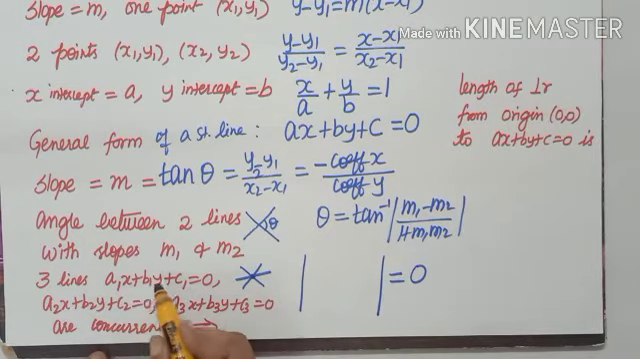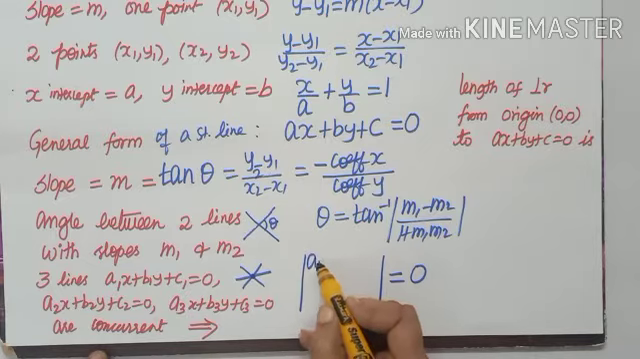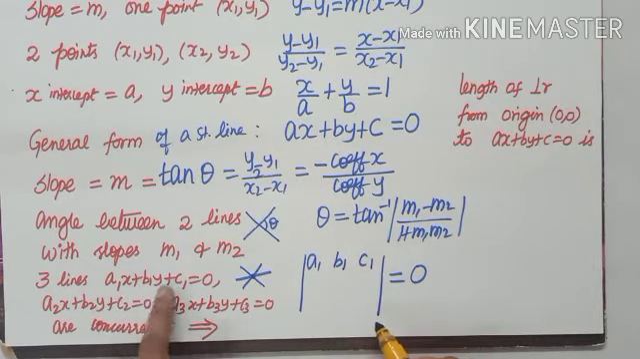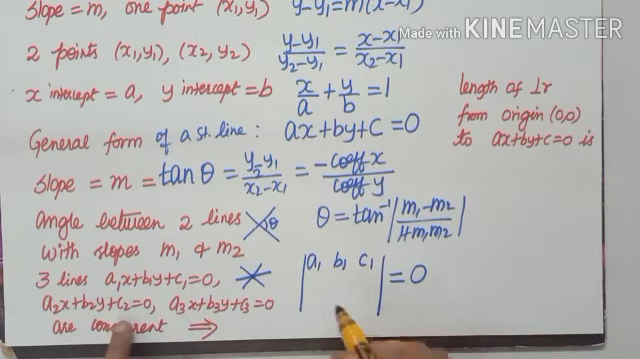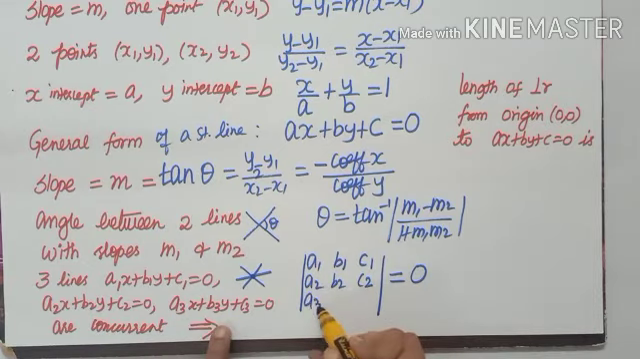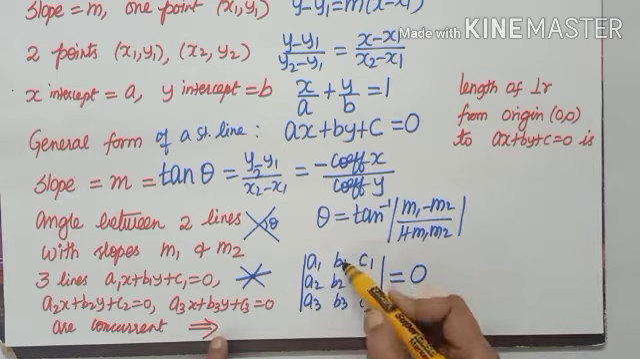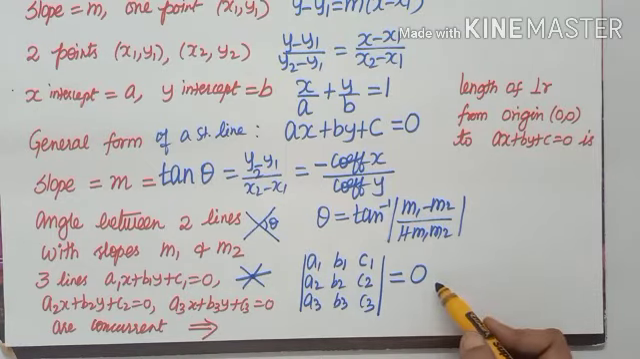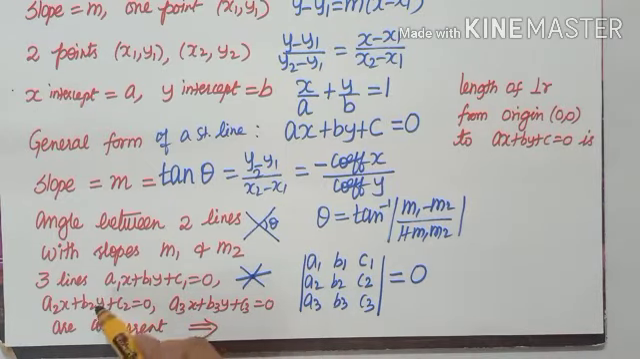All these coefficients. X coefficient, y coefficient, constant of the first line. Similarly for the second line, A2, B2, C2, and for the third line, A3, B3, C3. X coefficients, y coefficients and constants. Find the determinant. If the determinant is 0, we can declare the 3 lines are concurrent.